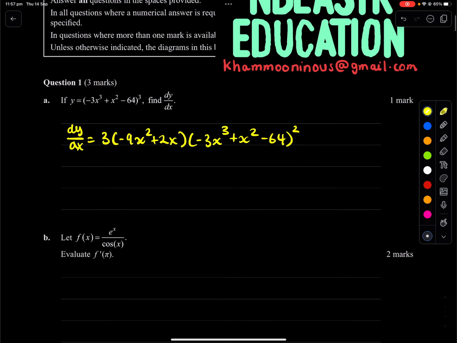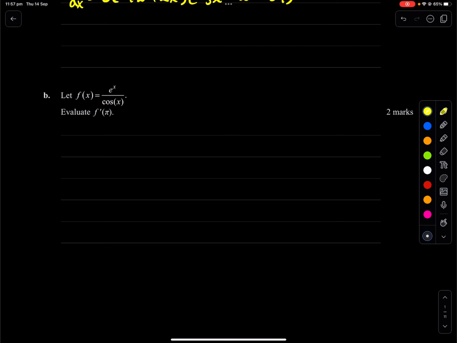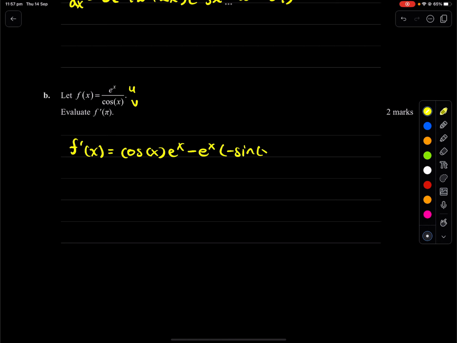So 2. Perfect. Let f of x equal this. Evaluate f'(pi). Okay, so this is u and this is v. So what's f dash of x is cos x e^x minus e^x times negative sine x, all over cos x squared.